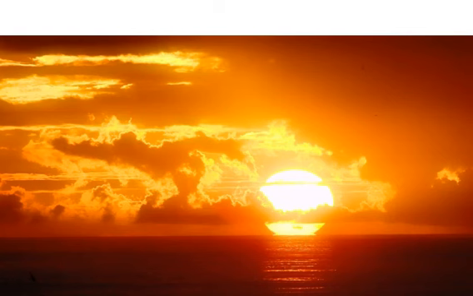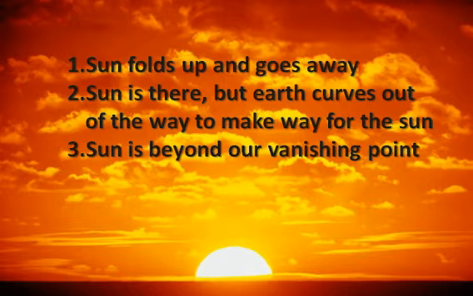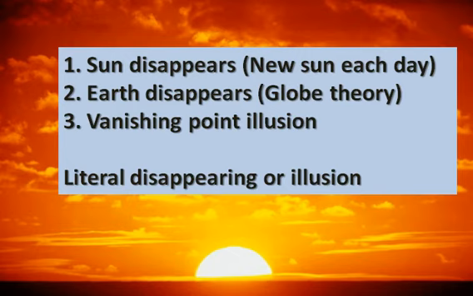So let's review the options we have here. We can say that the sun folds up and goes away. Or we can say the sun stays there, as in it doesn't go away physically, but the earth curves out of the way to make way for the sun. Or we can say that the sun is simply vanishing beyond our horizon. It's going beyond our vanishing point, which is why it's called a vanishing point. It's vanishing. And so you could come up with three theories.